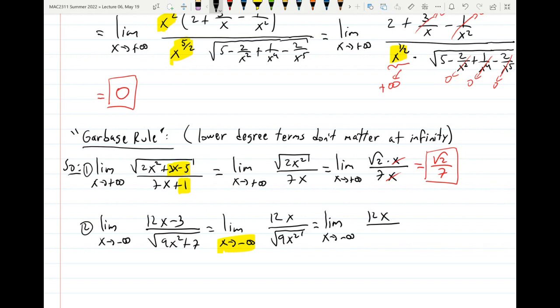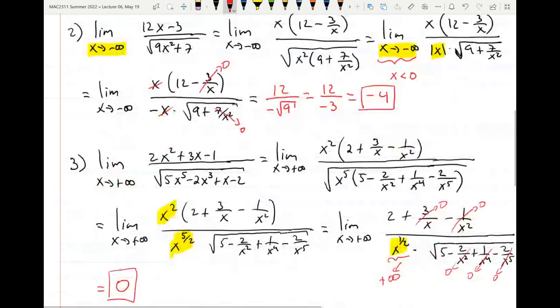So we're gonna have 3x, but remember, we need to put the minus because of the x. The square root of x squared is negative x, and the square root of 9 is 3, so negative 3x. The x cancels out, and then 12 divided by negative 3 is negative 4. So we obtained the same answer as before.